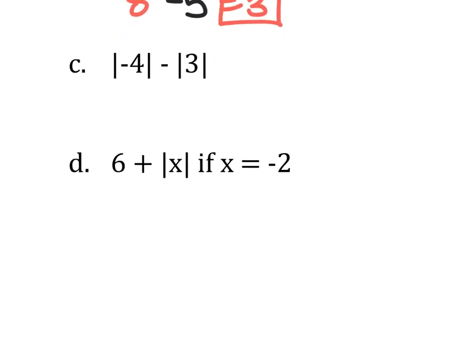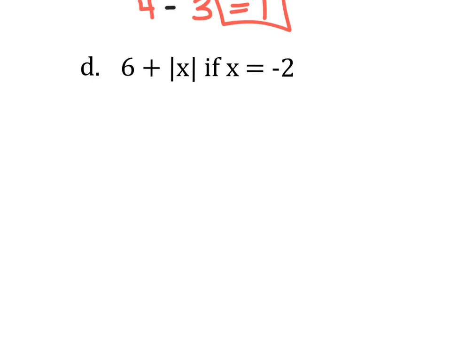Okay, here we have the absolute value of negative 4, which is positive 4, because negative 4 is just 4 spaces from 0. Bring down your minus sign. Absolute value of negative 3. Absolute value of positive 3 is just 3, because positive 3 is 3 spaces away from 0, and 4 minus 3 is 1.